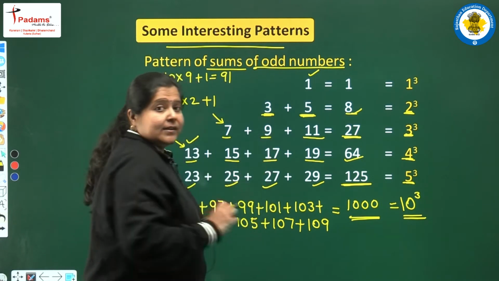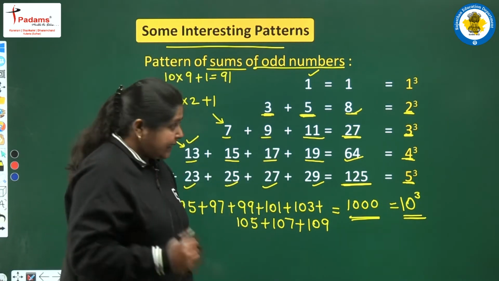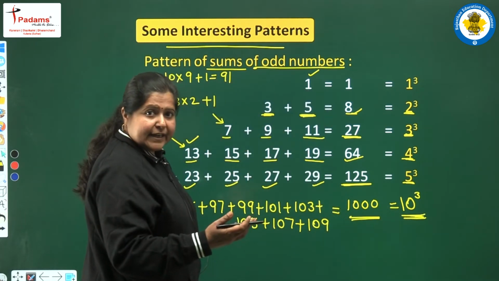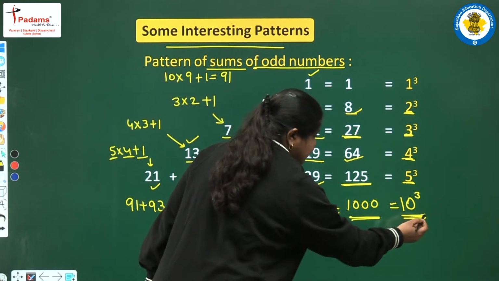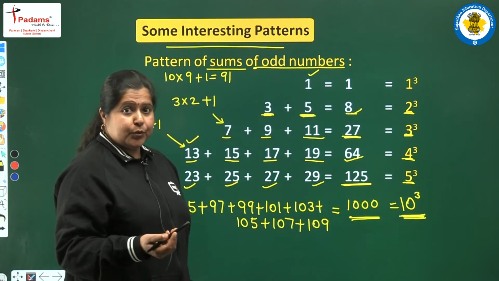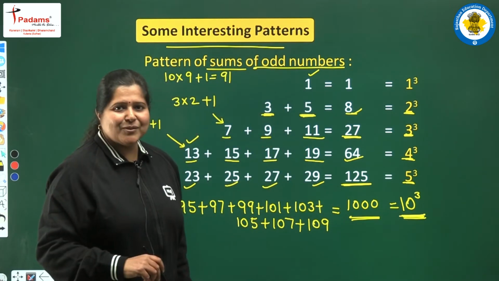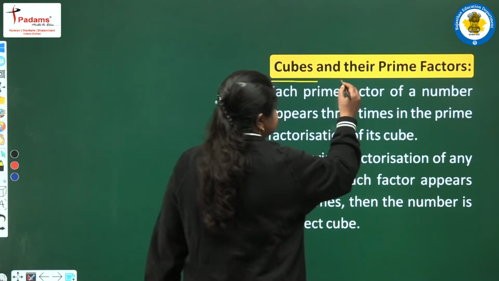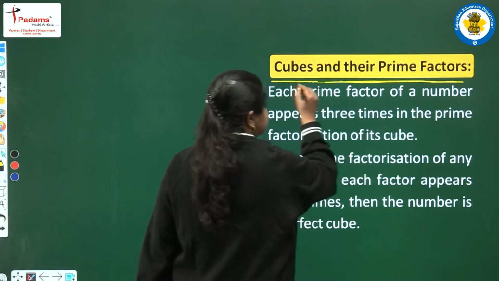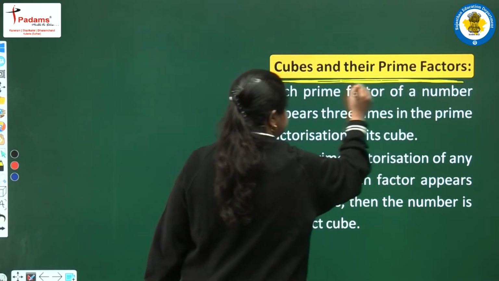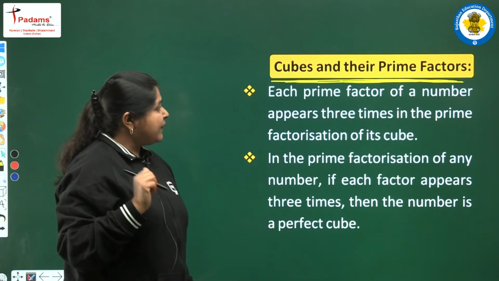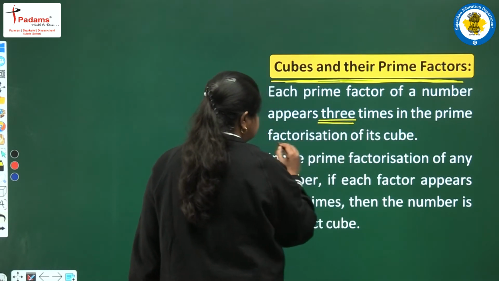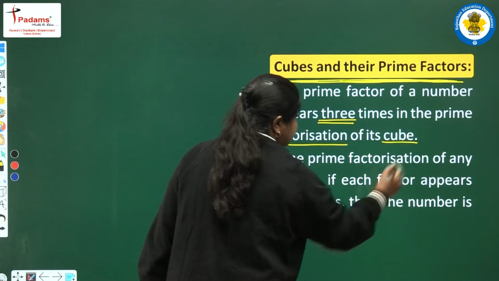When we add successive odd numbers, the sum is equal to the cube of the number of odd numbers that we are taking. So I hope it is clear to you. Next we have one thing very important, cubes and their prime factors. This is very important to understand. Each prime factor of a number appears 3 times in the prime factorization of its cube.